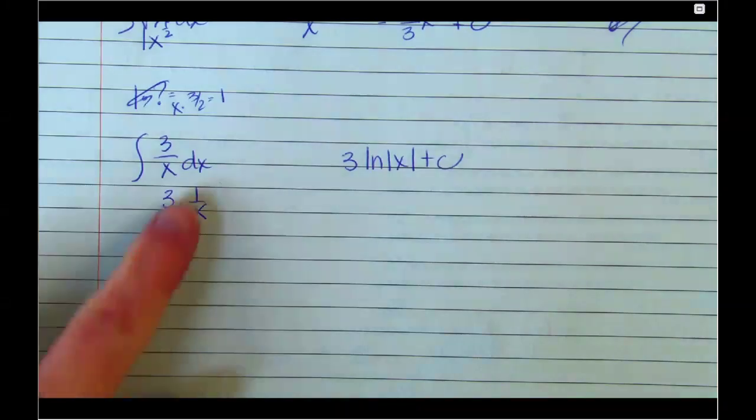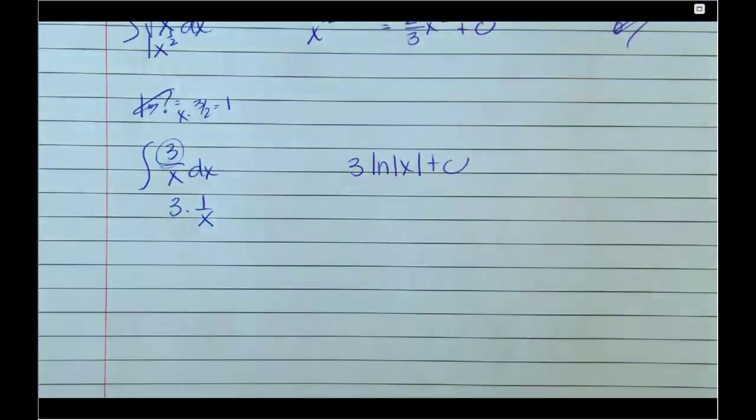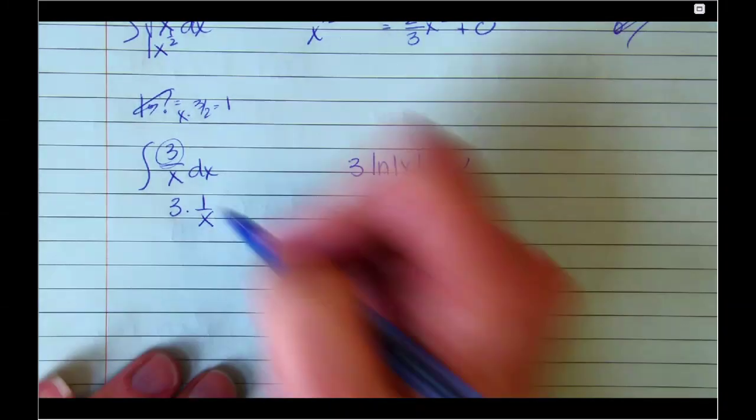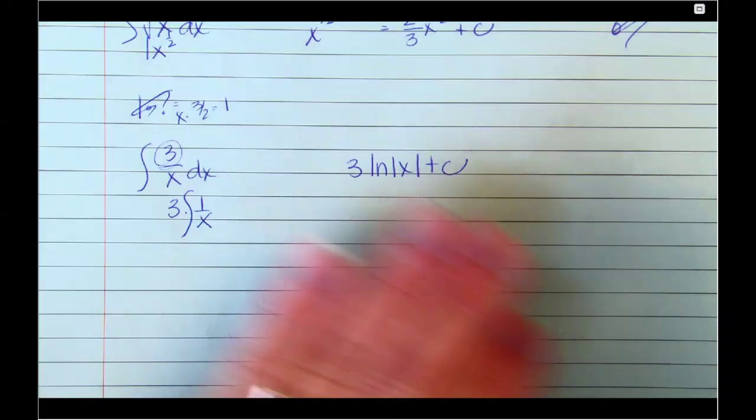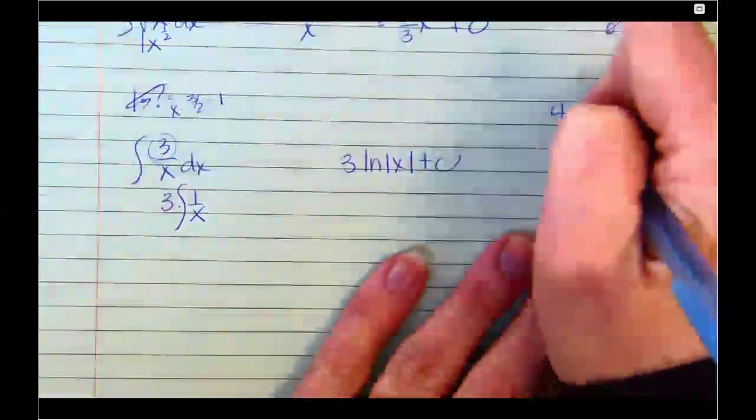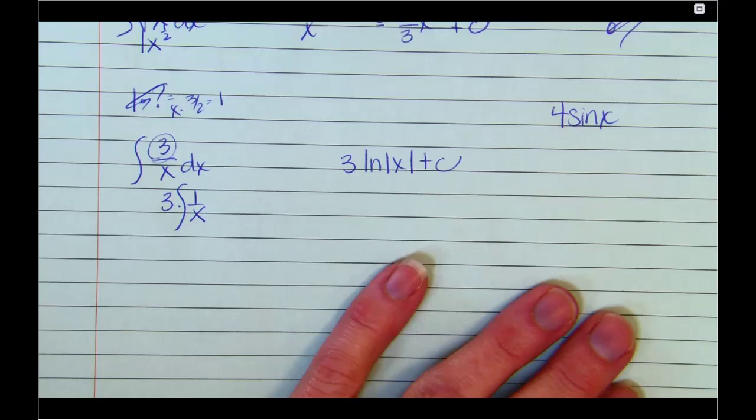Okay? So when you have a number that's out there and you're like, if I didn't have this number, I know it would be 1 over x. What you really are doing is moving the number to the front of the integral sign, doing the antiderivative of the thing that you know, and then putting the number back on. It's like a multiplied constant when you're doing a derivative. You just leave it along for the ride and then put it back on when you're done. Like, for example, if we were doing the derivative of 4 sine x, what's the derivative of 4 sine x?